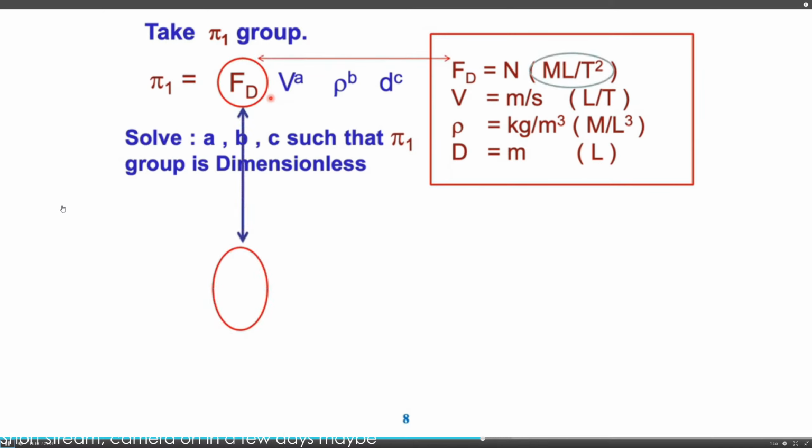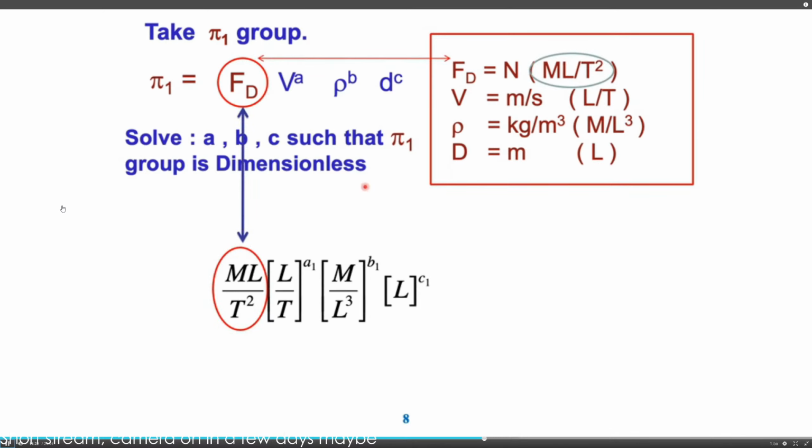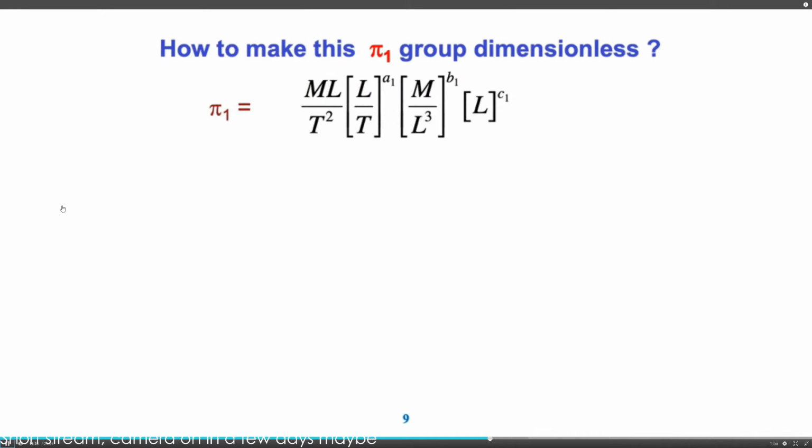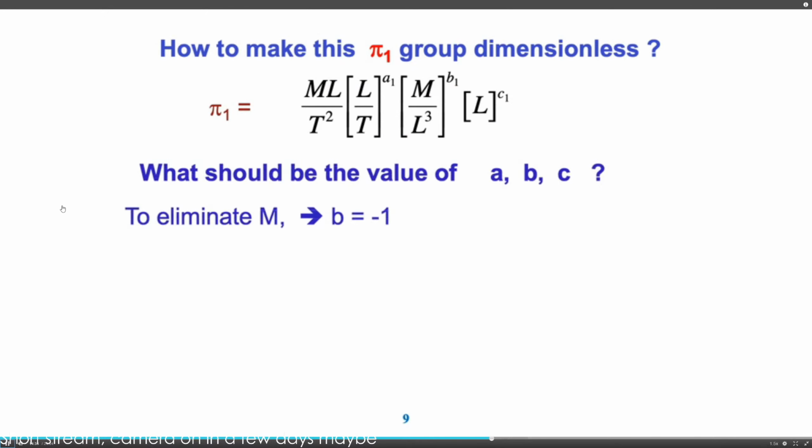So look at this term first. You fill in all the M, L, and T's into the system. This group comes from here, and that comes from here. How do we make this dimensionless? What should the values of a, b, and c be? To eliminate the M, to make M raised to the power 0, b has to be minus 1. So this term and this term cancel out.